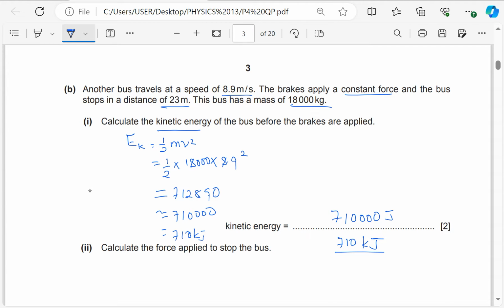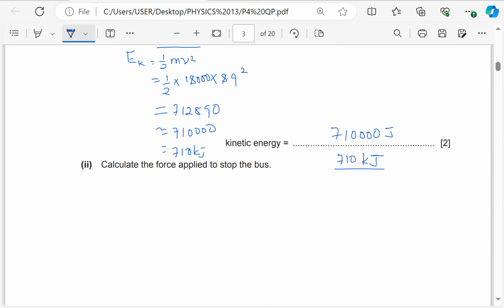So it means the work done is against the kinetic energy. So the work done here to stop the bus, by conservation of energy, the work done should be equal to the loss in kinetic energy. So the work done, remember, is force times distance, and the loss in kinetic energy should be 71,000, or 712,890 joules.